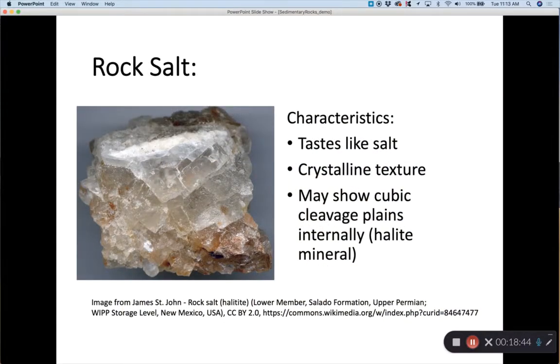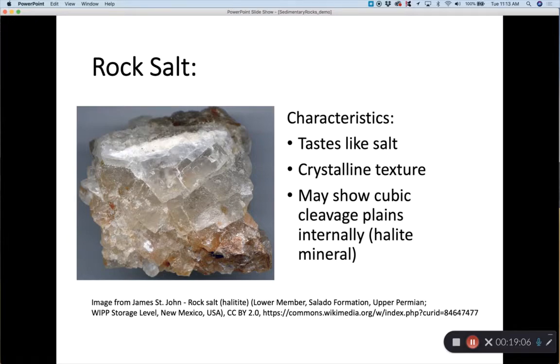A typical example of an evaporite sedimentary rock is rock salt, made up of the mineral halite. Now, it's against OSHA regulations to taste the specimens, but a definitive characteristic of rock salt is that it will taste like salt. But we're not allowed to taste the specimens in lab.